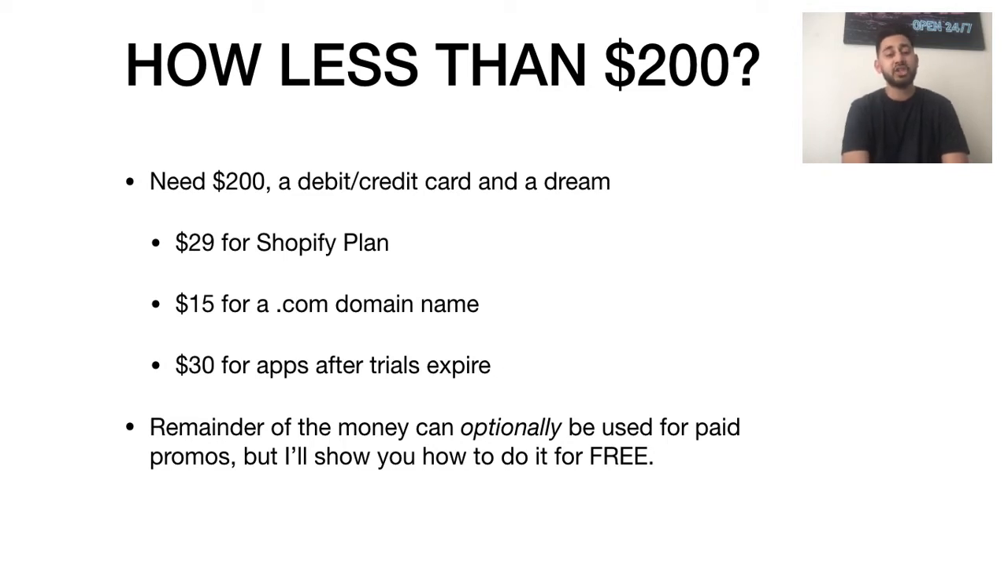So $29 for the Shopify plan for their basic hosting and back-end services, and that's monthly. But my goal here is to show you guys how to start generating sales in less than a month, so that stuff should all get paid off by the second month. You'll need $15 for a .com domain name if you go through Shopify. If you go through GoDaddy or something like that, you could probably save $5-6. And last but not least, I recommend about $30 for apps that you can purchase to add to your Shopify store. Those $30 don't even really kick in until the trials expire. But I want to make sure I'm transparent and I throw it in here, because some of those trials can be 7 or 14 days.